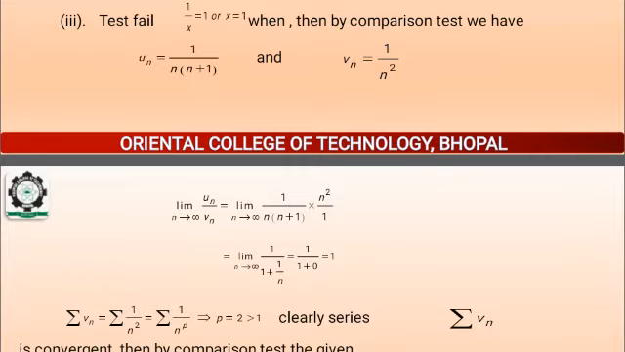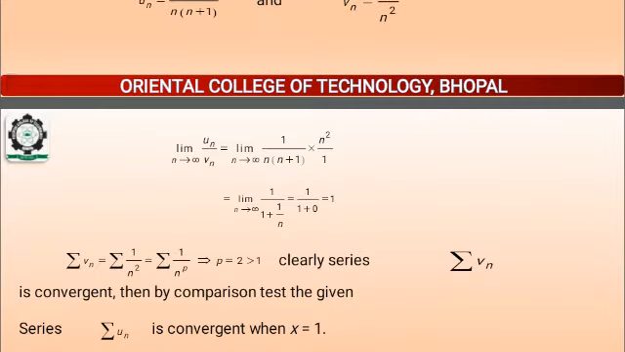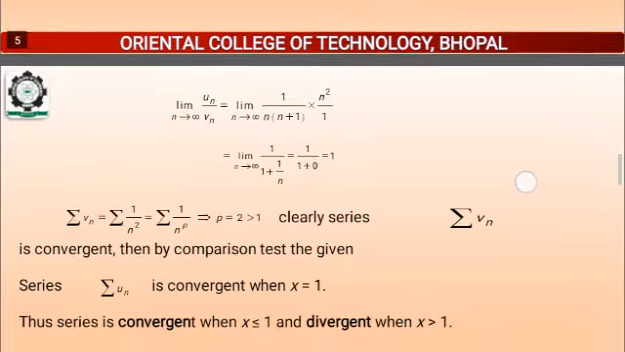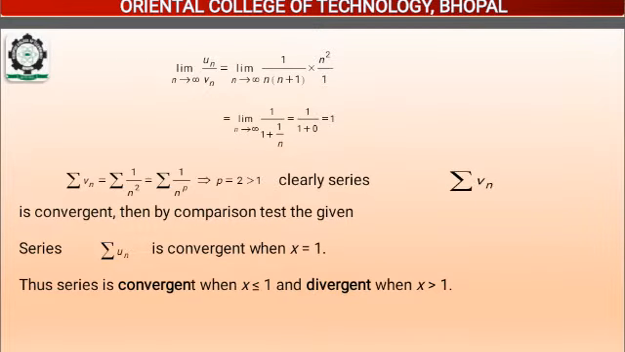Here in summation Vn, we note that summation Vn equals summation 1 upon n square, and p is 2 here, which is greater than 1. Clearly we know that if p is greater than 1, then the series is convergent. Hence here the series is convergent. Then by comparison test, summation un is also convergent when x equals 1. Thus the series is convergent when x is less than or equal to 1 and divergent when x is greater than 1.